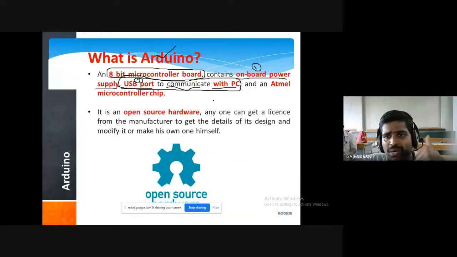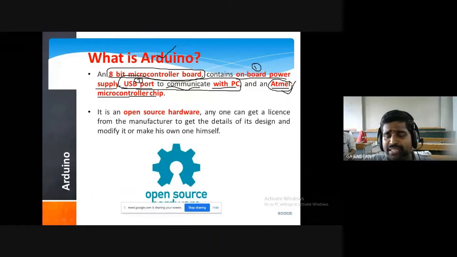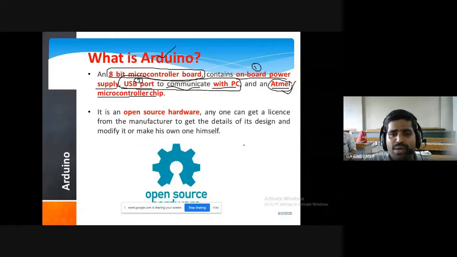Then, what is the other thing? This is the heart of your Arduino board. Arduino board consists of Atmel microcontroller. What is this Atmel? It is the brand name. Atmel is the brand name. They are famous for microcontrollers. They have n number of ICs. If you are interested to learn about the company, go and Google it.